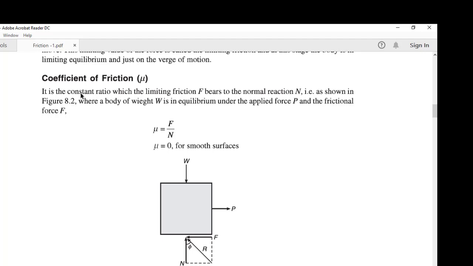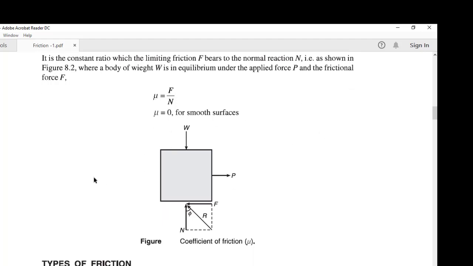Next topic, let us move on to the coefficient of friction. Here the coefficient of friction is defined by the symbol mu. The coefficient of friction mu is equal to the ratio of the frictional force and the normal reaction developed at the contact surface. We need to remember one thing: with respect to a particular surface, mu remains constant.